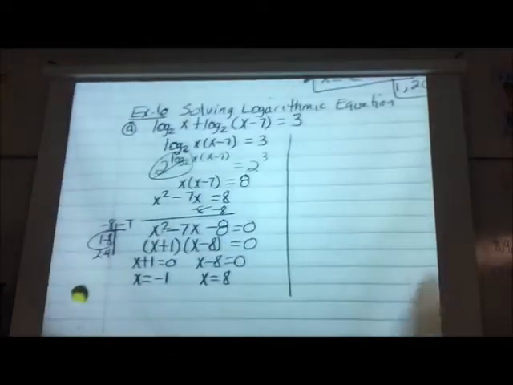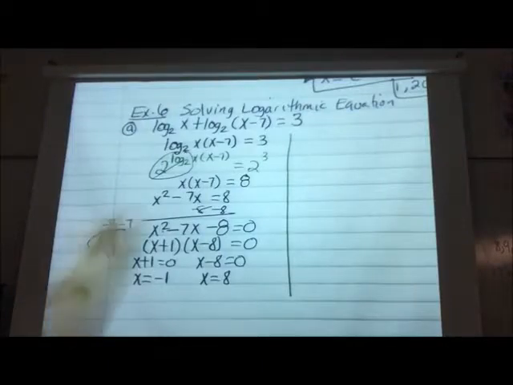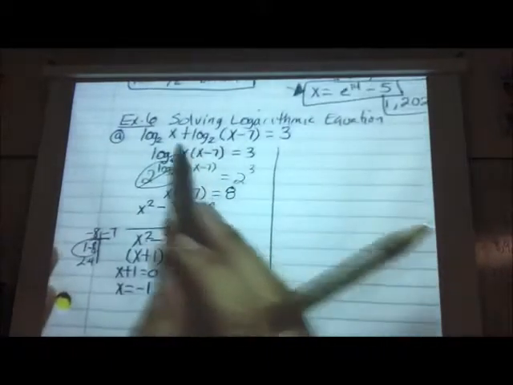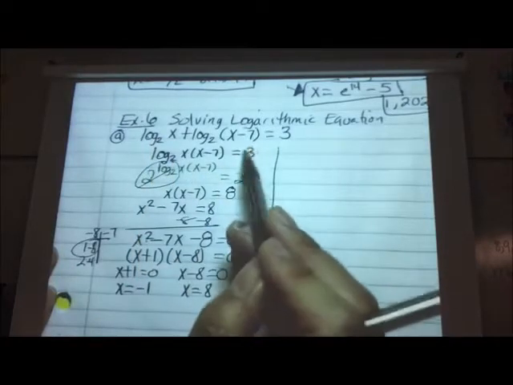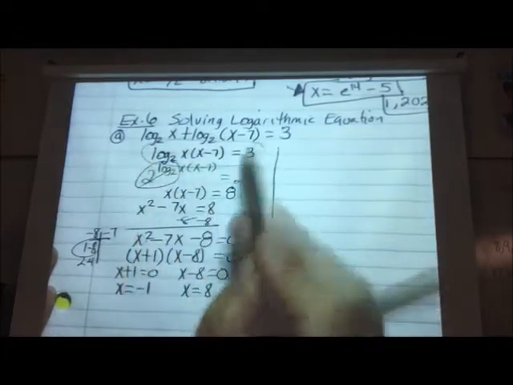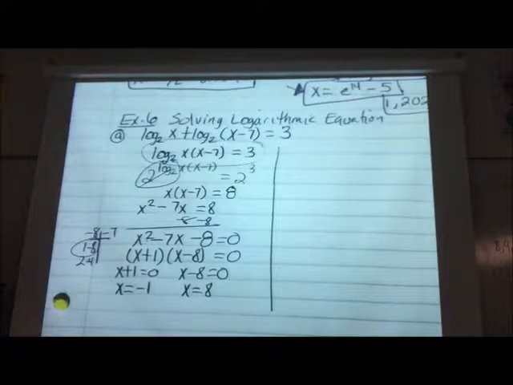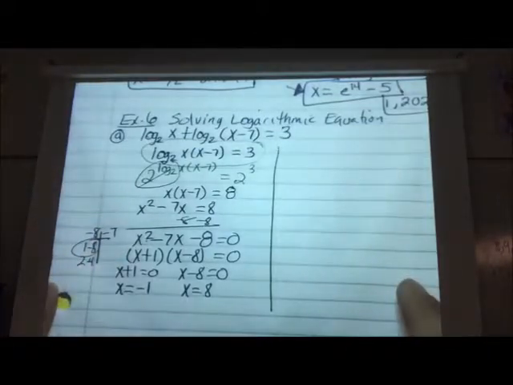What do you mean checking? What do I mean check them? We have to plug them in. You could plug them into this one or this one. I think this one would be safer. Either one, you still get the same answer, it wouldn't matter.